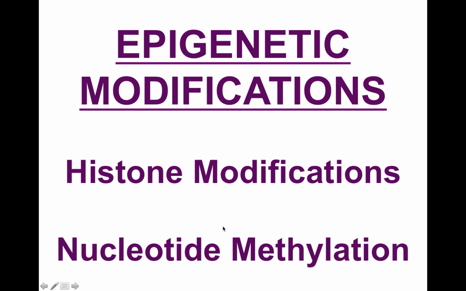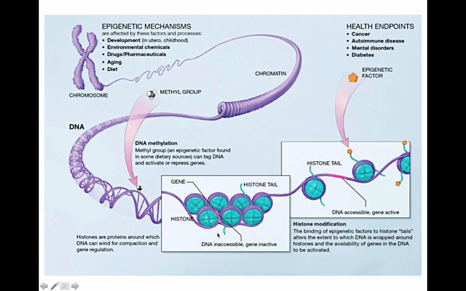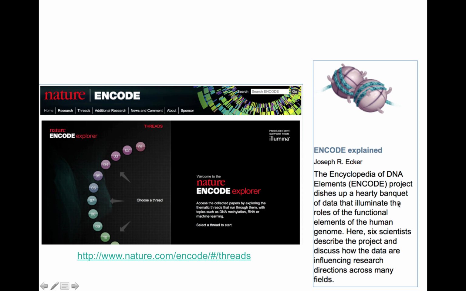What kinds of changes constitute epigenetic modifications? Well, there are two main types: modification to the histone proteins in the nucleosomes, and also methylation of nucleotides. So, methylation of nucleotides can alter gene expression as well as modification to some of the histones in nucleosomes. And we're going to look at both of those types of modifications.